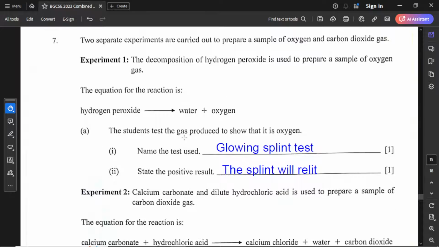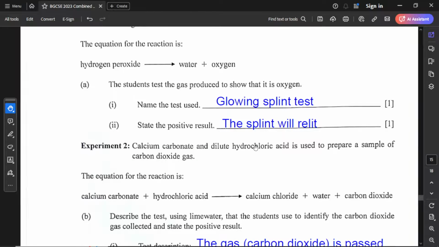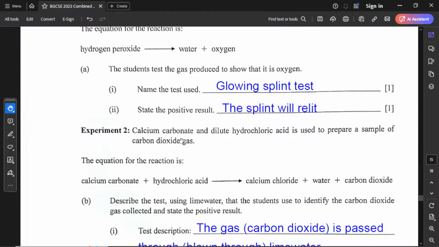The students now test the gas produced to show that it is oxygen. Name the test that you use to test for oxygen, and that is called a glowing splint test. For a positive result, the splint will be relit or reignite. The way you do this is light a piece of splint or piece of stick, blow it out, but it's still going to have that reddish burning glow on it. Once oxygen is present, then it's going to relight or reignite, because oxygen supports combustion.